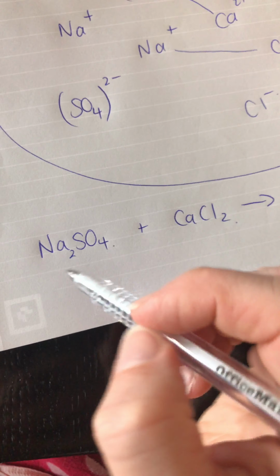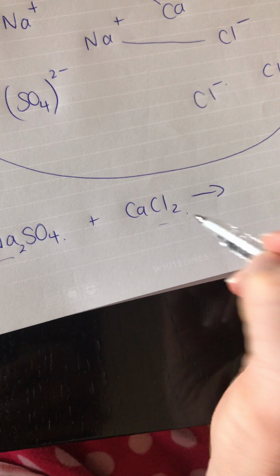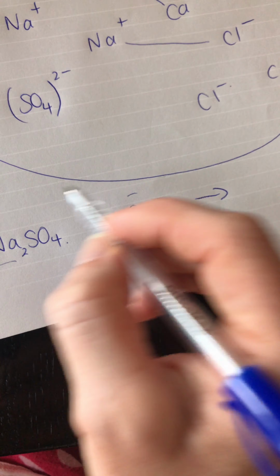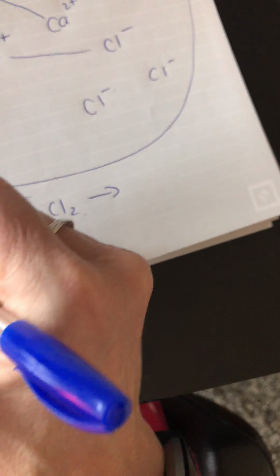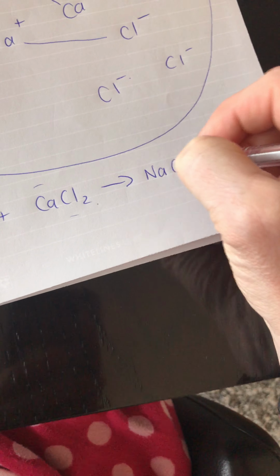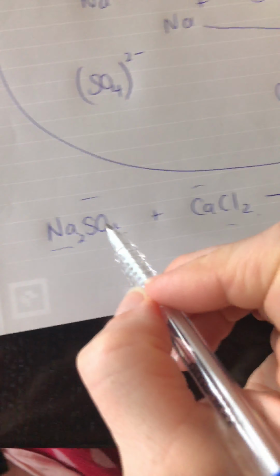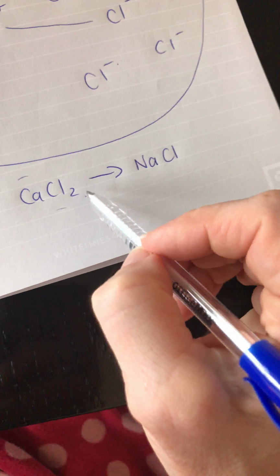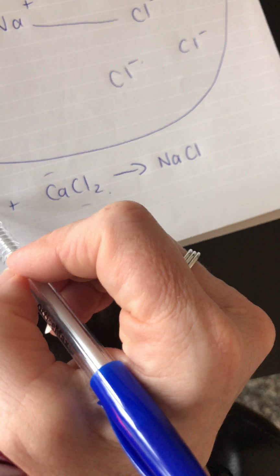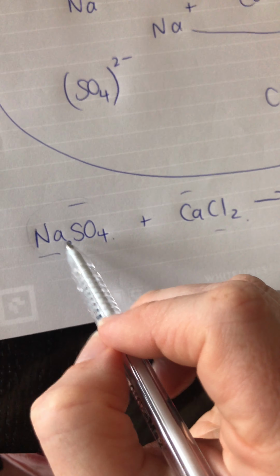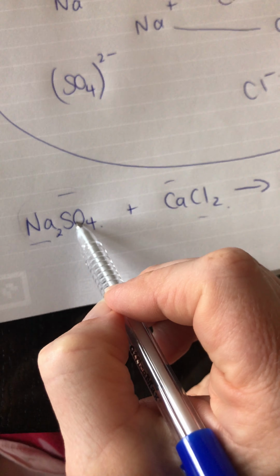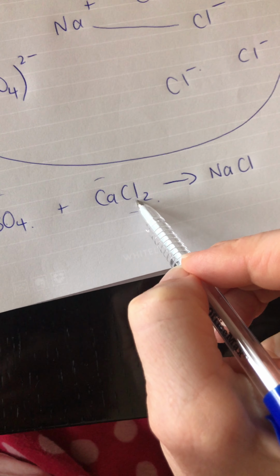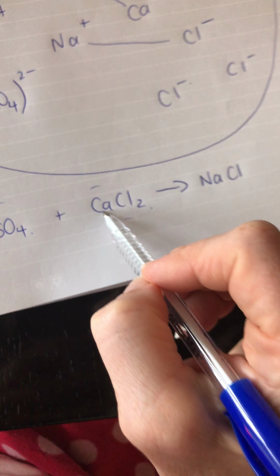And the new products are basically the front of this one and the back of this one, and the front of this one and the back of this one. So we basically just switch their partners. So we write sodium chloride. Now notice that I haven't written the little two here or the two here. The reason why is that those twos are there because of this combination. I need two sodiums when I'm hooking up with sulfate ions. I need two chloride ions when I'm hooking up with calcium ions.